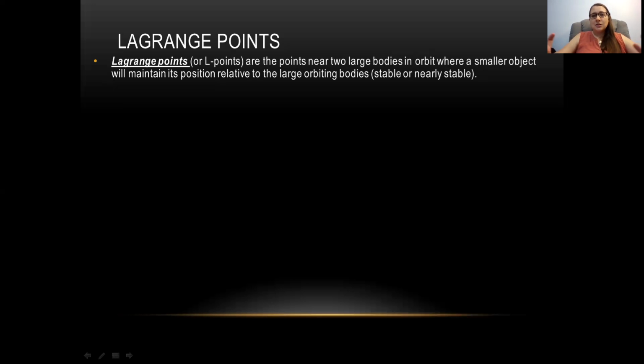So these are the points near two large bodies in orbit, right? Imagine the sun and the earth, where a smaller object like a satellite will maintain its position relative to the large bodies. This would be a stable or almost stable point where you could just plop a satellite and leave it there, and it won't really need any fuel. You won't have to do any corrections to its orbit. Once you get it there, you can basically turn off the navigation and it will just stay there at that same distance from these objects.